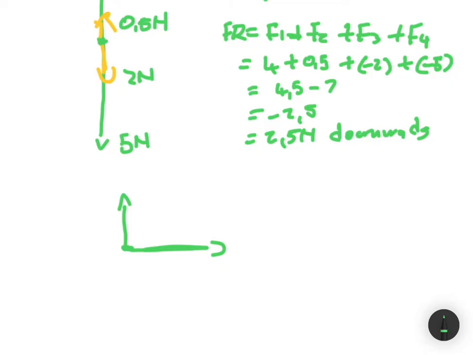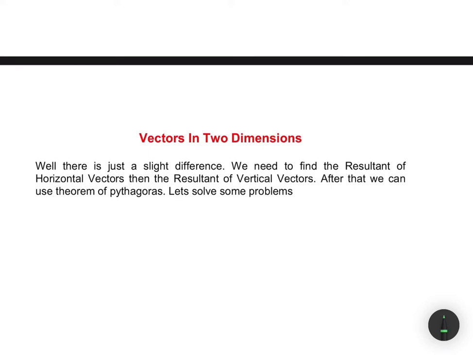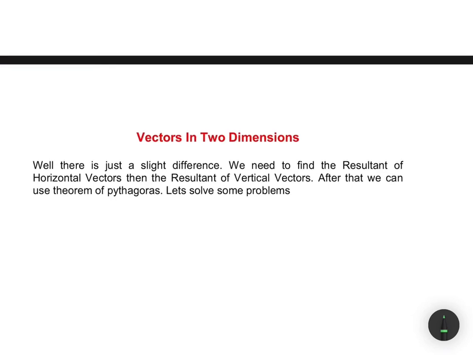Right, so let's go ahead and see what we have. So vectors in 2 dimensions, well, there's just a slight difference, right? We need to find the resultant of the horizontal vectors, so vectors in the x, right? And then after we find the resultant of those vectors, we need to find the resultant of the vertical vectors. And then if we have those two, we just use the theorem of Pythagoras to find our resultant vector, because it's going to be somewhere in the middle, right?